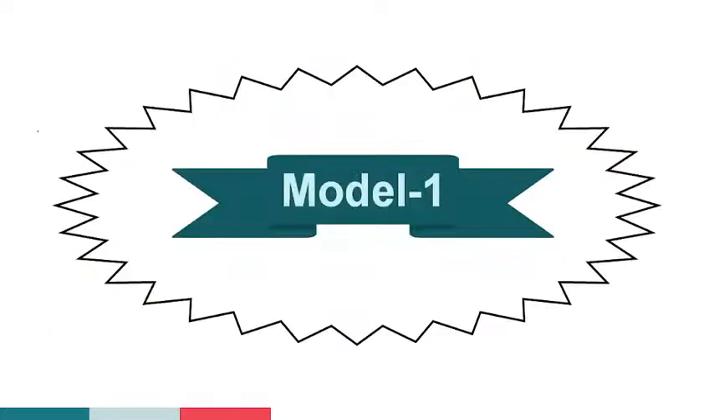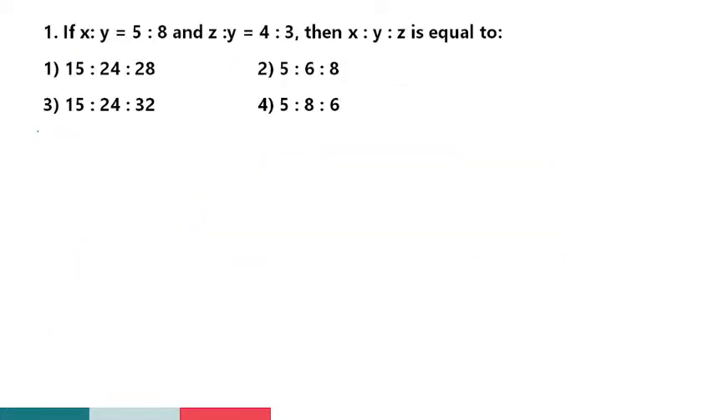Coming to the model number 1. The first model, guys, here: if x is to y is equal to 5 is to 8 and z is to y is equal to 4 is to 3, then x is to y is to z is equal to, what is the answer guys? I think very dead easy. So which option is the right answer guys here? Which option is the right answer?